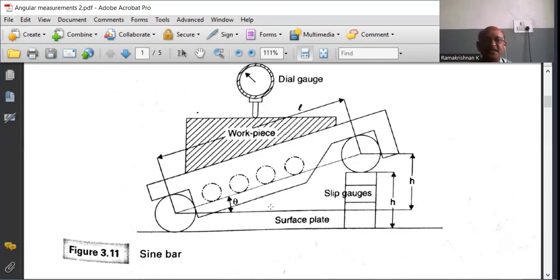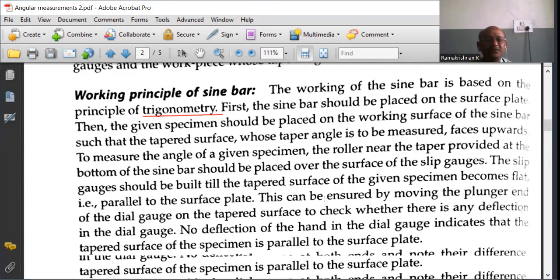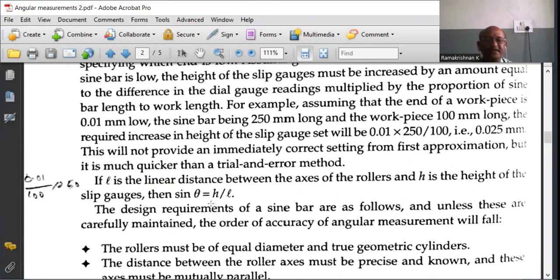Now the only unknown parameter is theta. From the right angle triangle, we can easily calculate the theta value. Sine theta equals H by L from trigonometry. So from that we can easily determine the theta value.